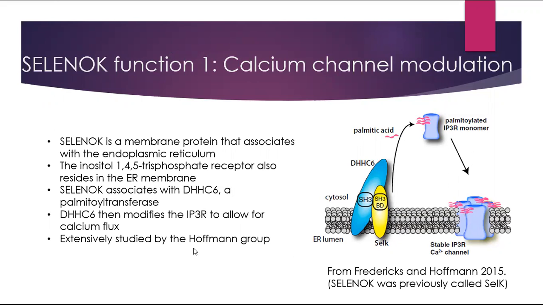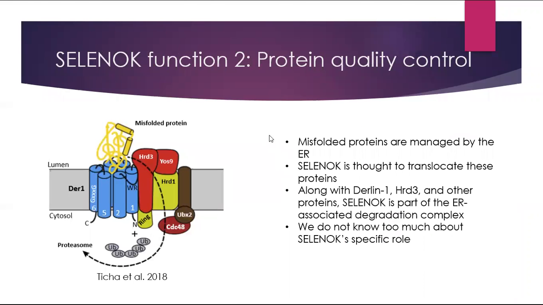This has been extensively studied by the Hoffman group, and it's a very well-known model, except right here, seleno K would really be better shown as a peripheral membrane protein on the bottom of the membrane right here, not just going right through. The other function of seleno K, and which is of much more interest to our group, is protein quality control. Specifically, it works in what's called the endoplasmic reticulum associated degradation of proteins pathway. It's a mouthful, so we abbreviate it as ERAD.